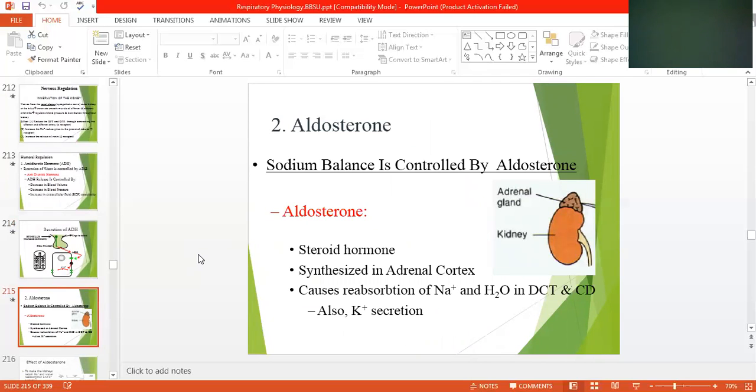Aldosterone is another hormone. Sodium balance is controlled by aldosterone. The adrenal gland, we call it the suprarenal gland, as shown in this figure. A gland is present at the top of the kidney, which is known as the suprarenal gland or adrenal gland. Aldosterone, a steroid hormone by nature, is synthesized in the adrenal cortex. Adrenal cortex means the outer layer of the kidney. This outer layer of the kidney, this one, this is cortex, and this is medulla.